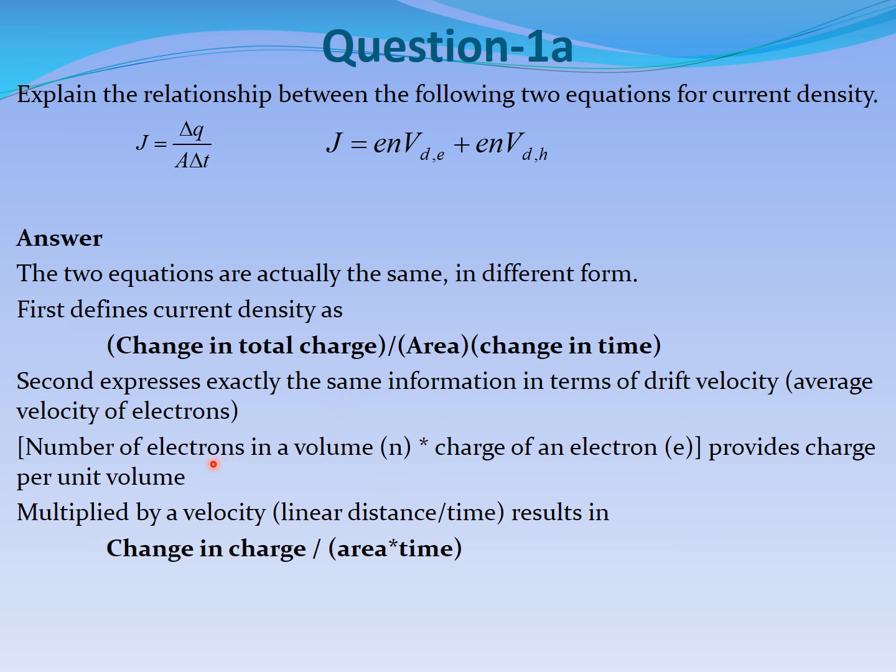Remember that the first part, number of electrons in a volume multiplied by charge of an electron, gives charge per unit volume. And when you multiply it by velocity, distance covered per unit time, then you again get change in charge upon area upon time. So you get the same thing in this and the same thing in this, right? That is why they are equivalent. If you have two very different looking formats for the same quantity J, they must be equivalent. And here, scientifically, you have said that yes, they are the same.